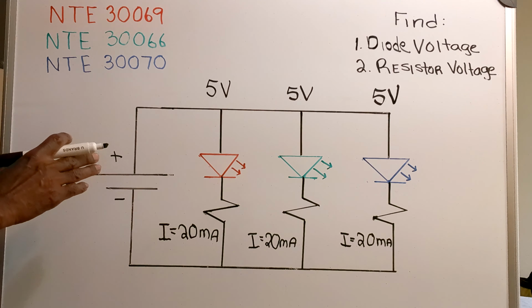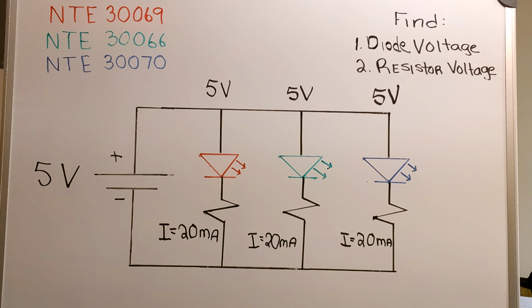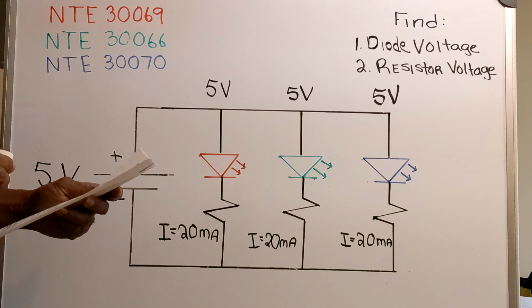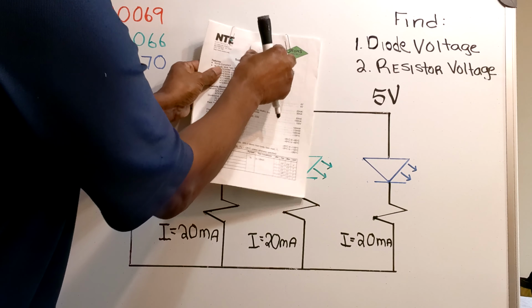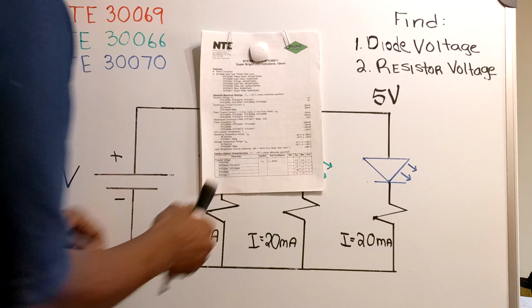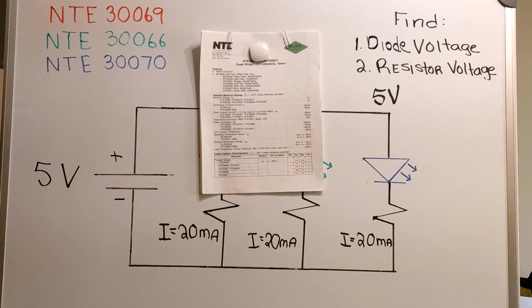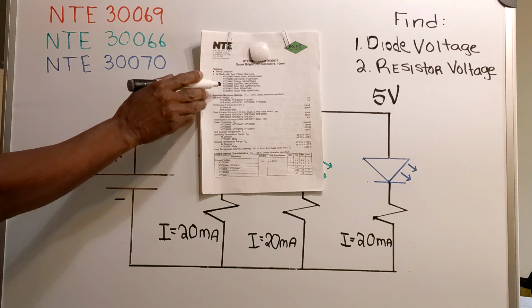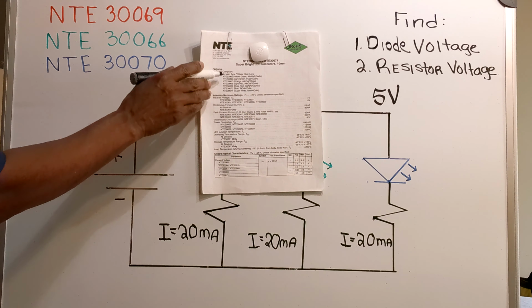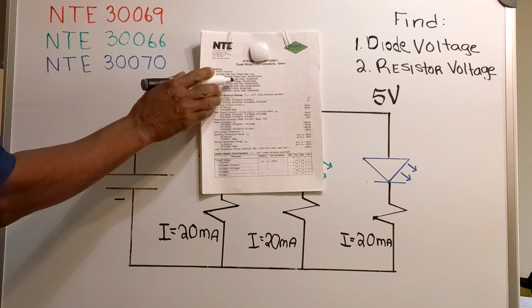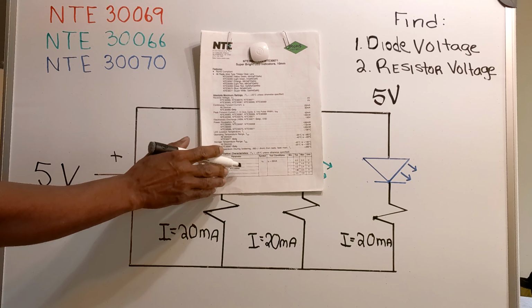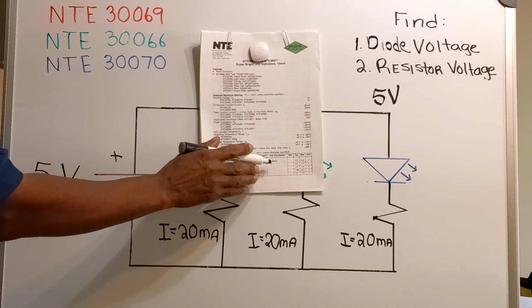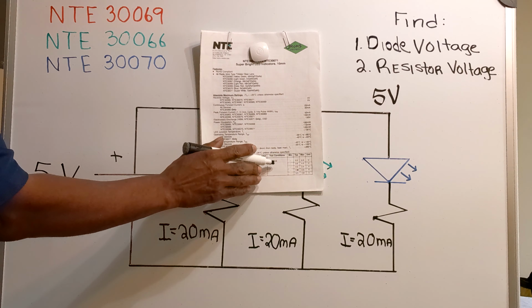Now I need to find the diode voltages. The diode voltages can be found using the data sheet. And the data sheet looks something like this. On the top are the part numbers of the diodes and the colors of the diodes. And down here at the bottom is where you find the voltages for a current of 20 milliamps.